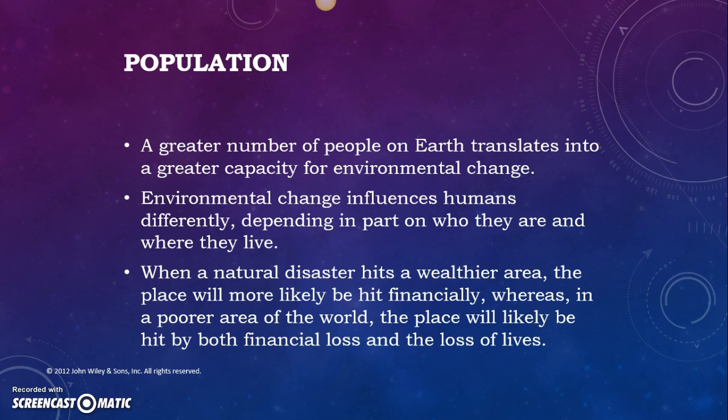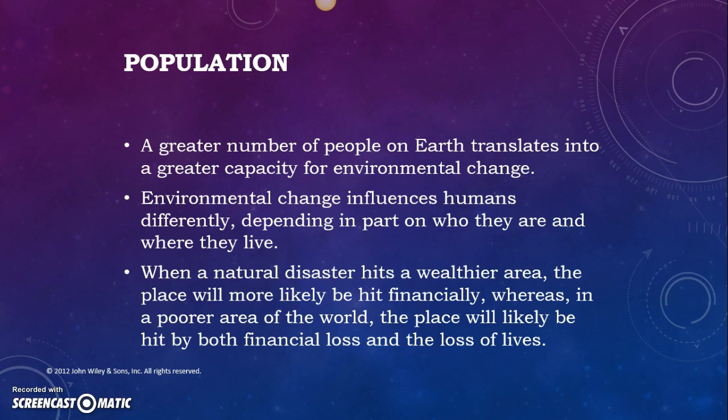Okay, environmental change influences humans differently depending on who they are, where they live, and what else is going on. One of the ways to look at this is to look at, for instance, the idea of a natural disaster. Natural disasters radically change environments within a relatively short period. So if we're looking at a wealthier area of the world, like say the United States, the hit is more likely to be financial. People are going to lose homes, they're going to lose their stuff, there's going to be a lot of damage, it's going to be very costly.